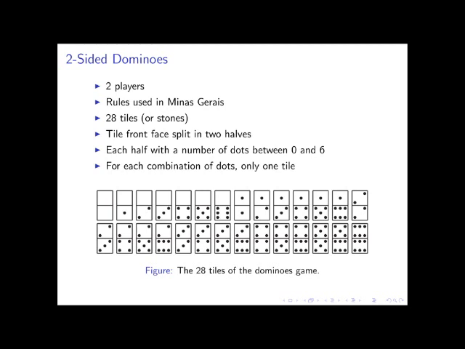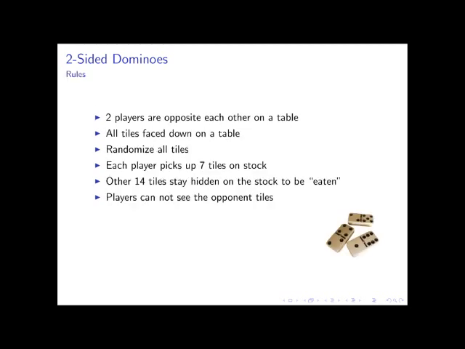There are many rules to play dominoes. In this work, it was adopted the rules used in Minas Gerais to play two-sided dominoes. The 28 tiles of the game are presented in the figure. The front face of each tile is split in 2 halves. Each half has a number of dots between 0 and 6, and for each combination of dots there is only 1 tile. To play the game, the 2 players must be opposite each other on a table.